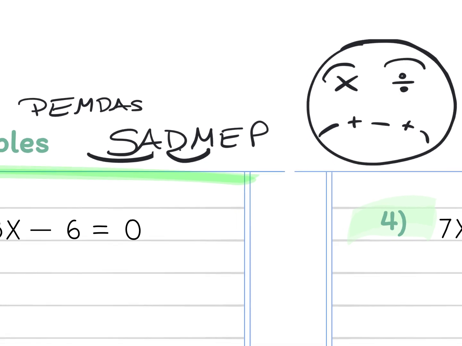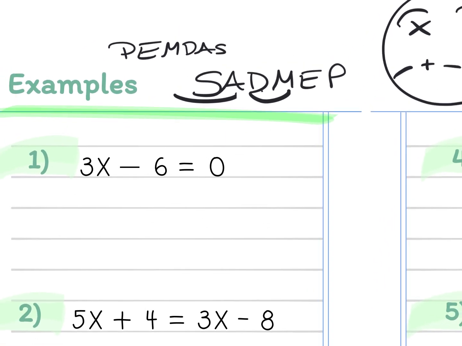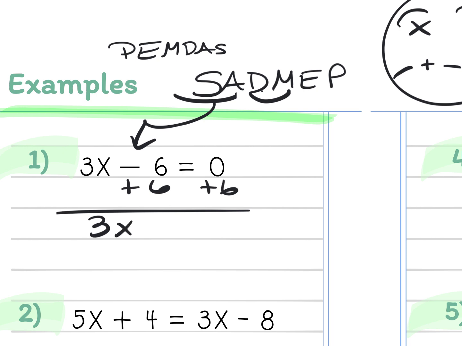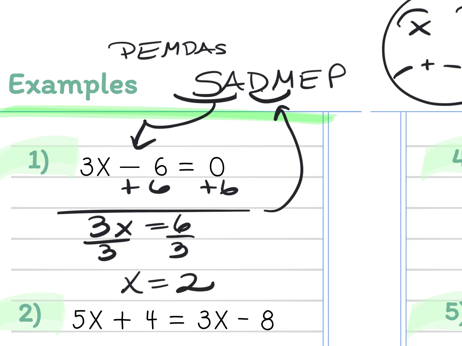So for example, in this problem, my first step is going to be to get rid of the 6. So I add 6 to both sides, and I get 3x equals 6. Then my next step would be to do the multiplication or the division, and in this case, it's divide. And then you get x equals 2. And that's how you would solve it.